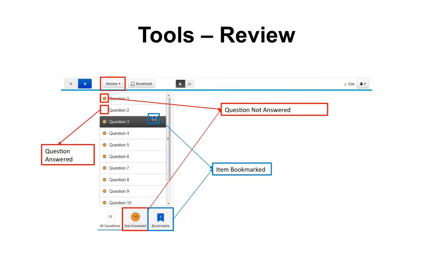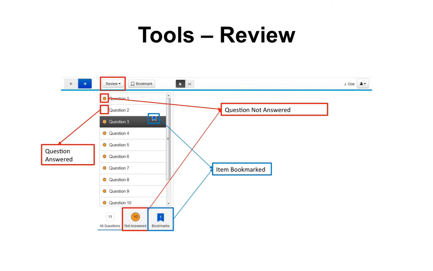Now let's look at some of the tools and features available to students on ISTEP Plus and ISTEP Plus Experience. The Review tool can be found on the top menu bar. When clicked, students are able to see a list of all items in the current section. Clicking on any question in the list will take the student directly to that question.